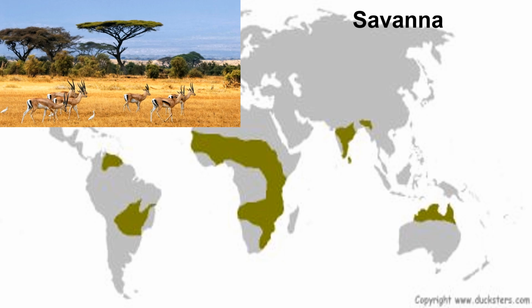You won't see many trees in the savanna because of little rainfall. Occasionally, you'll find individual trees or small groves of trees.